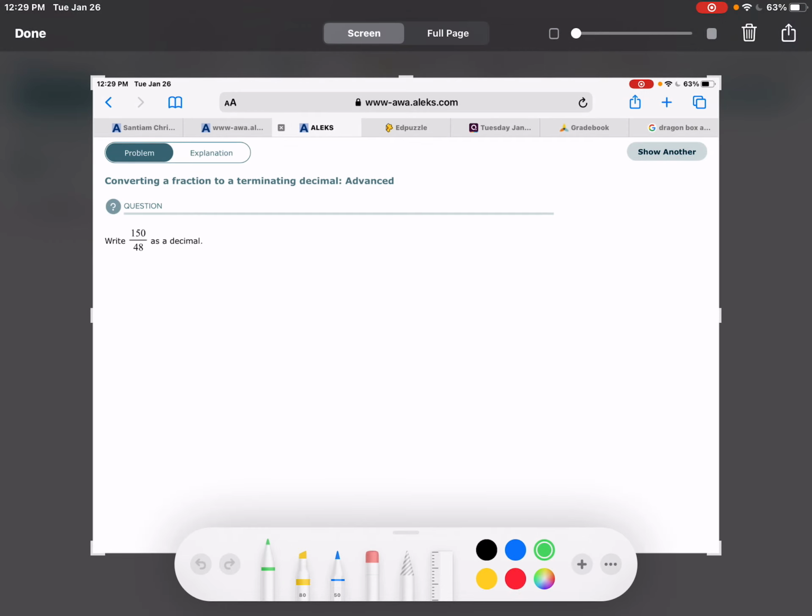All fractions are division problems. So 150 48ths is 150 divided by 48. That means 150 is on the inside and 48 is doing the dividing. 150 divided by 48. So what we're going to do is put a decimal in right there.